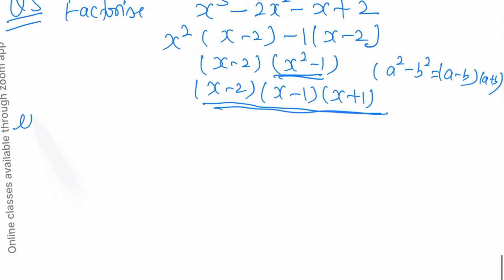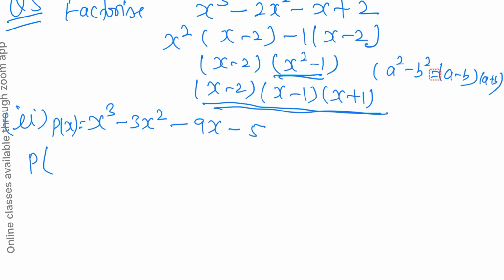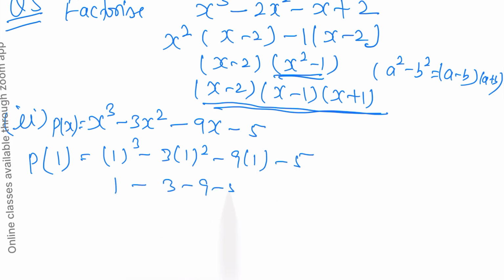As we said, as this is a cubic polynomial, it must contain three factors. Now the second part is x cube minus 3x square minus 9x minus 5. As we can see, we don't have a common factor in the first two and the last two, so here we have to use the factor theorem. So we have to put some values in place of x so that this polynomial becomes 0. So we are trying to put x as 1. Now solving it, 1 cube minus 3 into 1 square minus 9 into 1 minus 5. So this is equal to 1 minus 3 minus 9 minus 5.